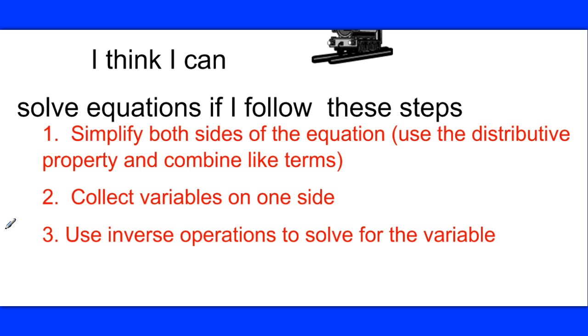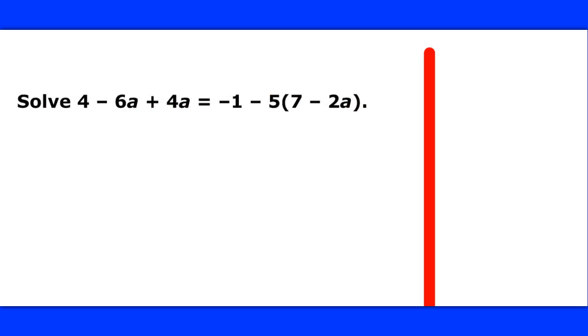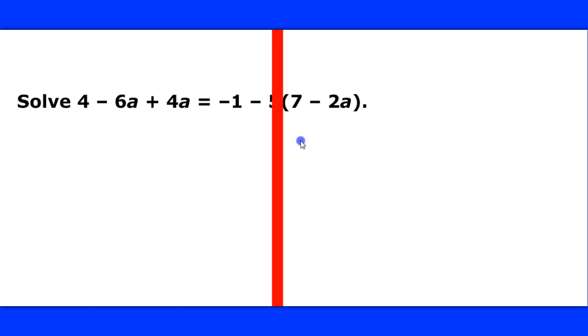Step 2, collect your variables on one side. So that means get rid of them on one side. And step 3, use your inverse operations to solve for the variable. Okay, so here's a hard one. Let's go ahead and do this. This puts all of it together.